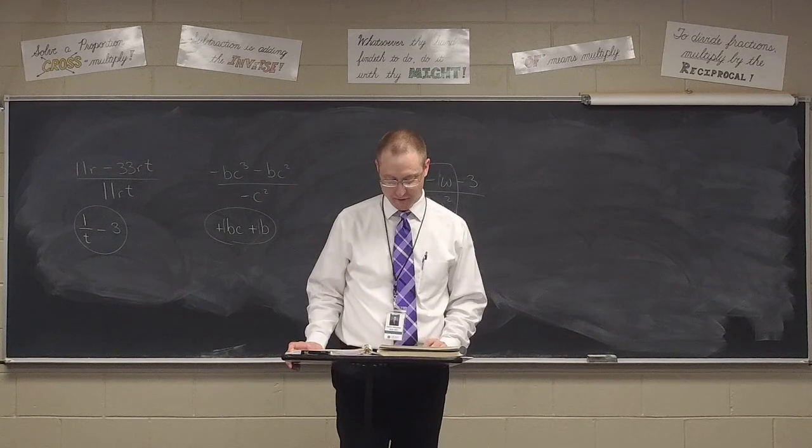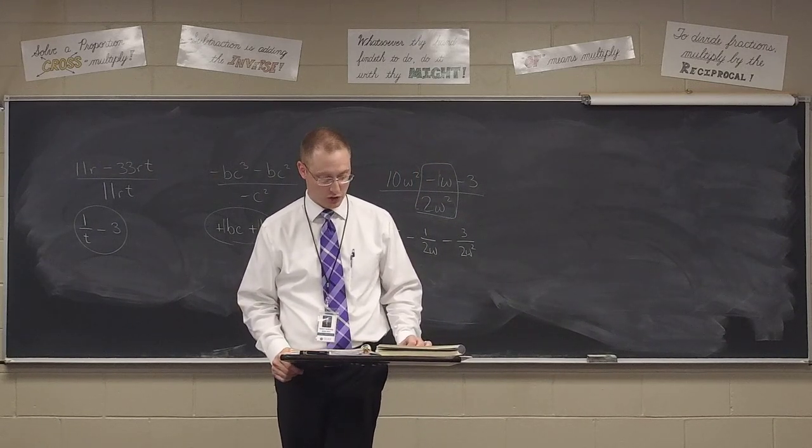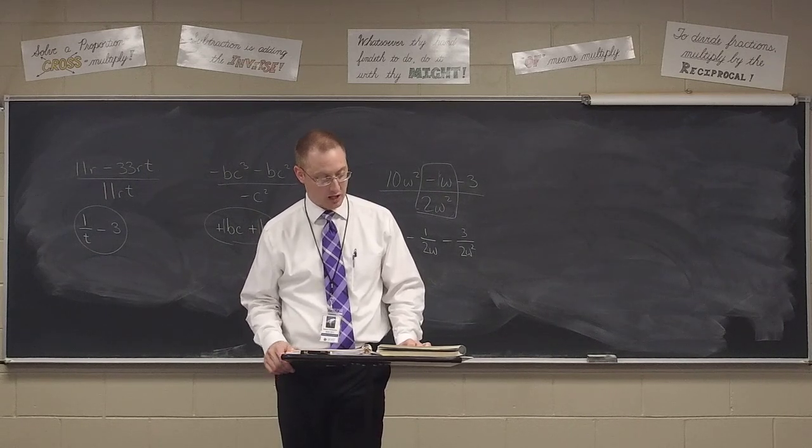Then 21, 35, 42. The GCF is, Joshua? 7. Pretty straightforward there. The only thing that's shared by those numbers. And the least common multiple?